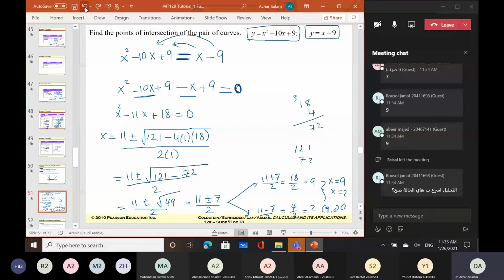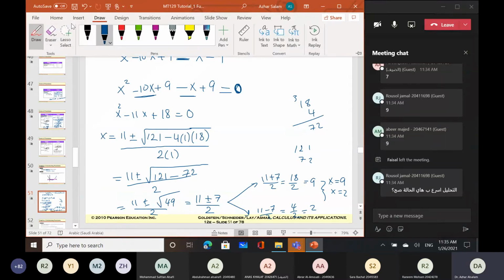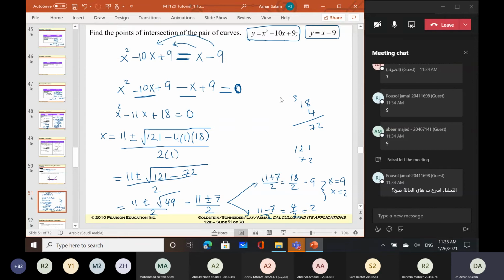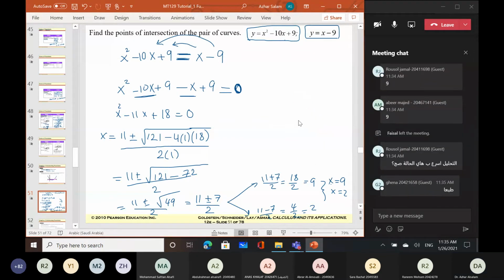I have here one extra step to find the intersection point. I have here the x coordinate or component. I have to find the y component, okay, to find the point. Sorry, here I will erase something.